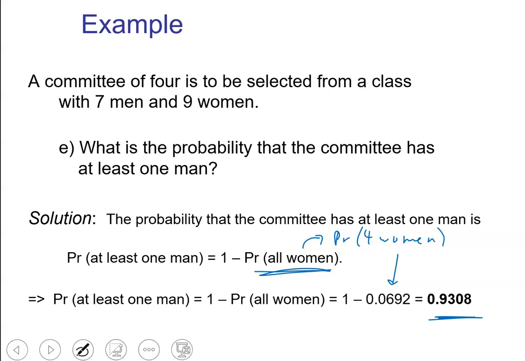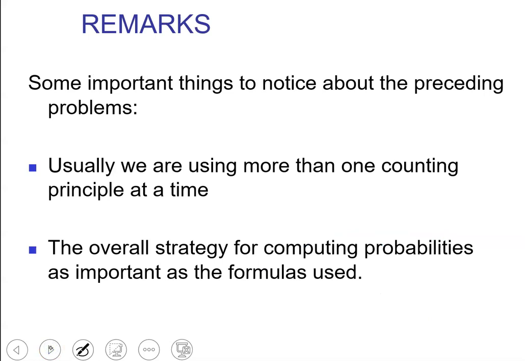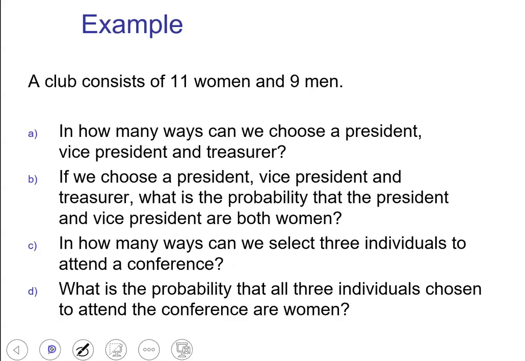All right, so a couple more odds and ends here before we do a few more examples. Usually we are using more than one counting principle at a time. And the overall strategy for computing probabilities is as important as the formula used. So we have the fundamental counting principle, permutations, which is ordered, and combinations, which is not ordered. We're going to do a few of these examples on this next page.